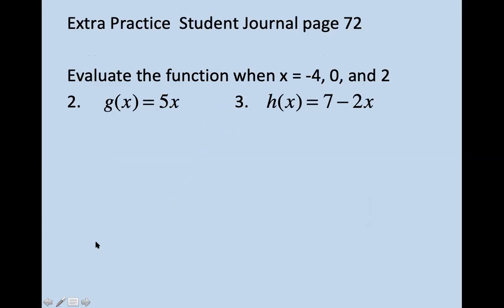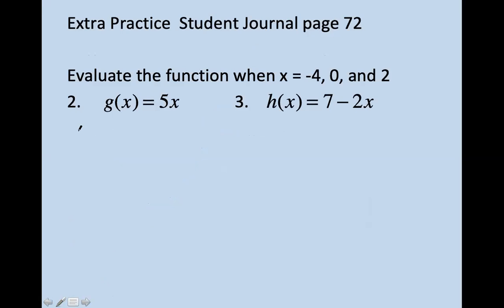So let's jump to your journal, page 72, for some extra practice. It says evaluate the function when x is -4, 0, and 2. So you've done these several times now. You had it on a worksheet on Friday. Same idea. I think it's easiest if you first make a table.